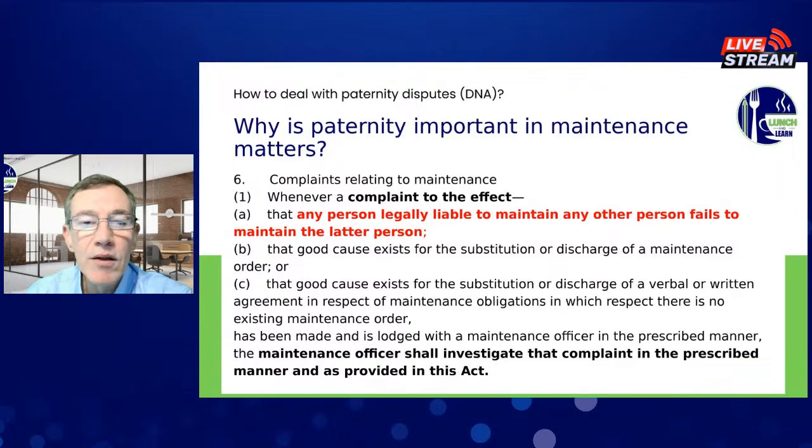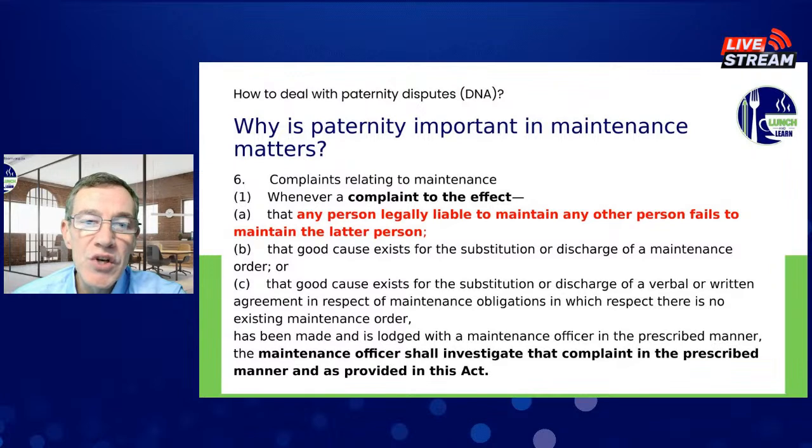where any person legally liable to maintain any other person fails to do so, they could approach the maintenance court. And the maintenance officer would then investigate the matter and bring it before court, so that it could be adjudicated with regards to maintenance. But the operative words in terms of Section 6 are "any person legally liable to maintain any other person."